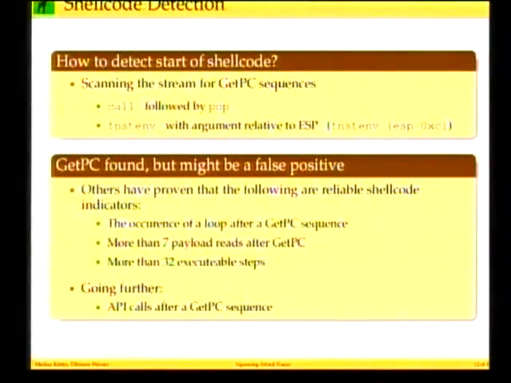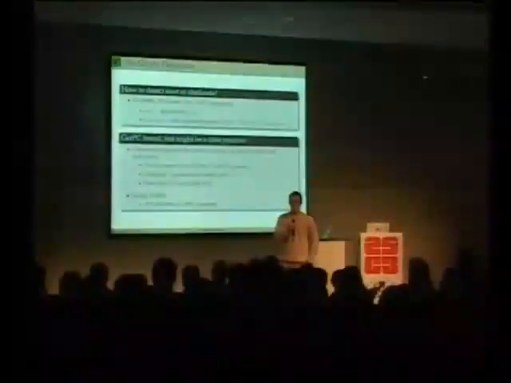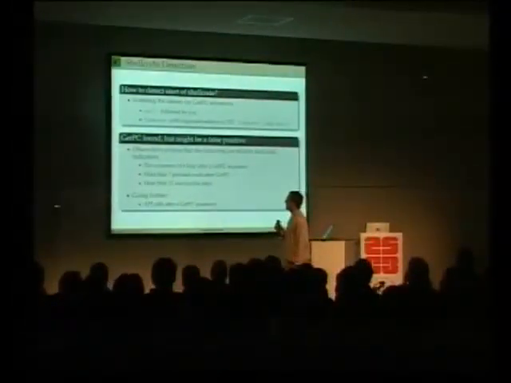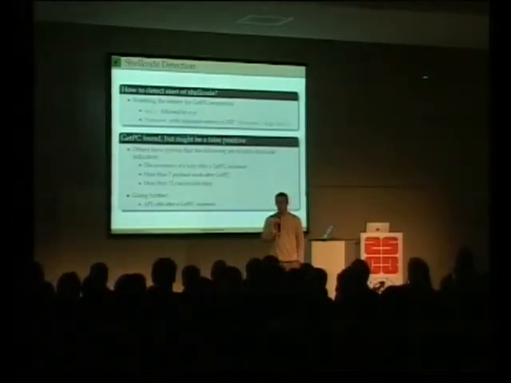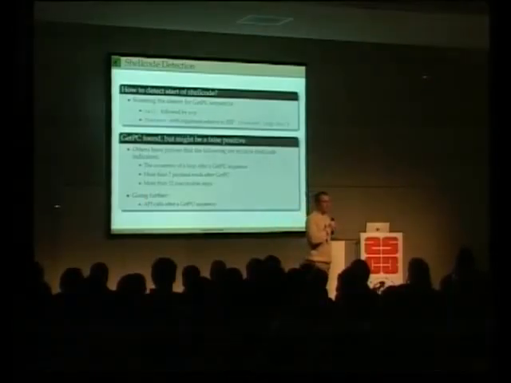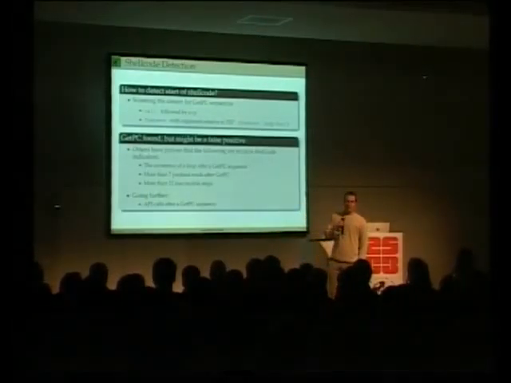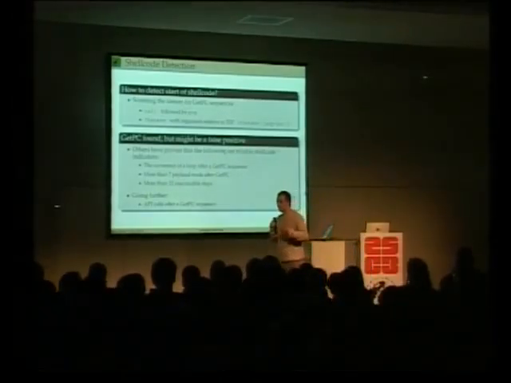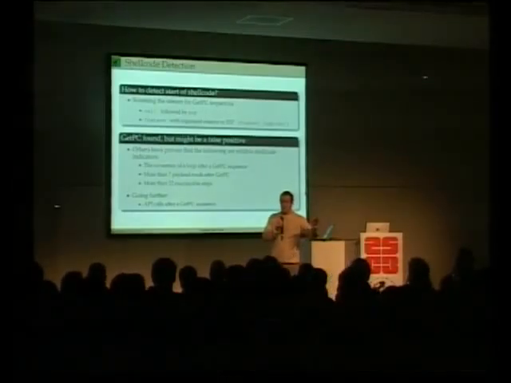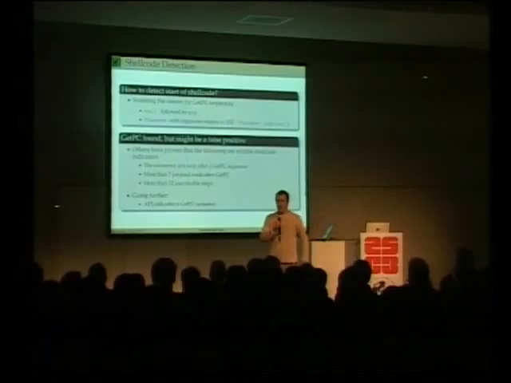So, as mentioned previously, how do we detect the start of a shellcode? We are looking for getPC sequences. Once we find a getPC sequence, we can't be sure it's actually shellcode. It can be anything, so there has to be a way to check. Others have proven that the occurrence of a loop after a getPC sequence, or 7 payload reads, or 32 steps after the getPC sequence, is a reliable indicator for shellcode. Going further, we said if you get an API call within a network stream, it's shellcode too.